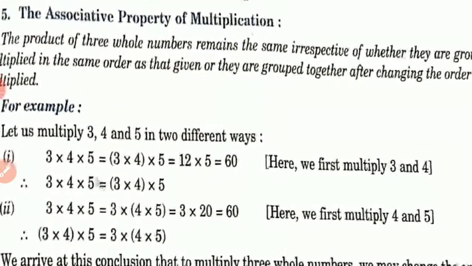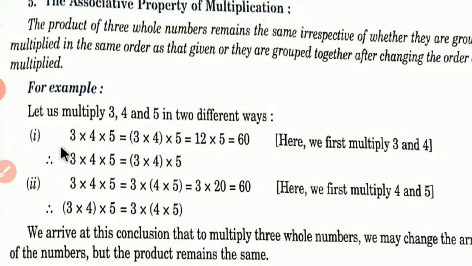So let us see by one example. Here we have taken three whole numbers 3, 4 and 5. We will multiply by changing the places of the brackets. So (3 × 4) × 5. Here bracket means first you have to multiply these two numbers, after that you have to multiply by 5. So 3 fours are 12, 12 into 5 is equal to 60.